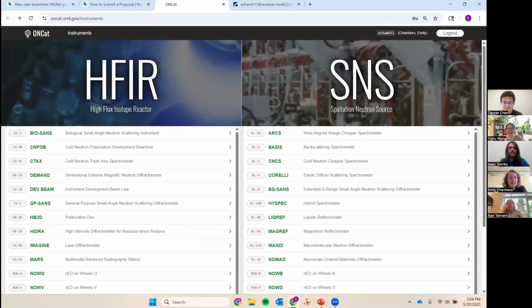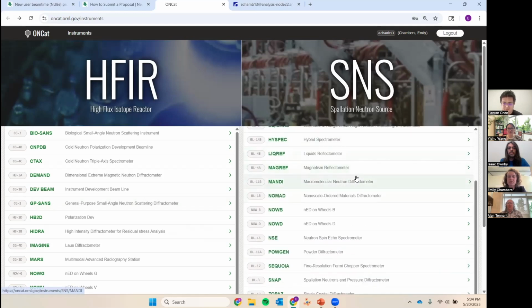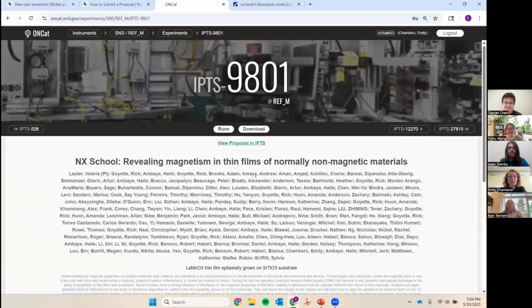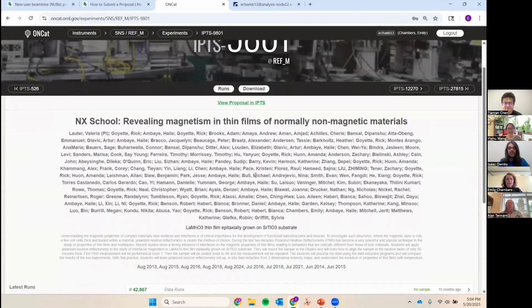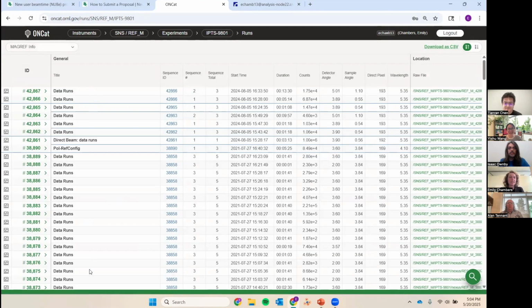Here in ONCAT, you can see that there are the instruments listed at HFIR and also SNS, and you can choose the instrument that you're conducting your experiment at. And then, for example, if you're on MagRef, then you would click on your experiment title, and then also click on runs. And here you can see that this just says data run, but you can make the scan name as detailed as you would like.